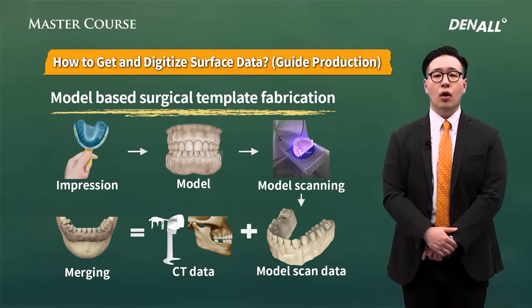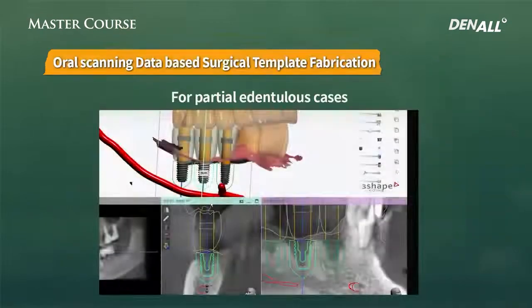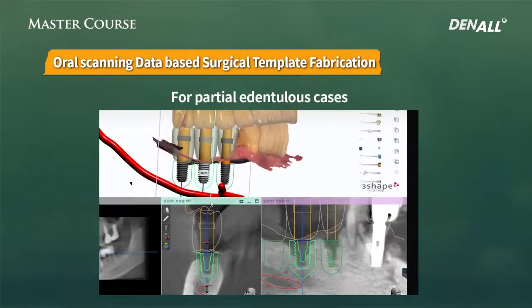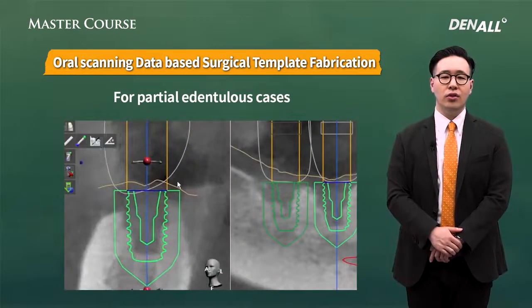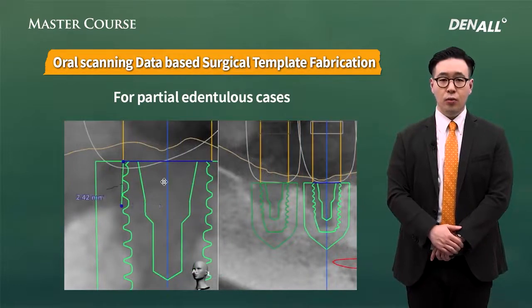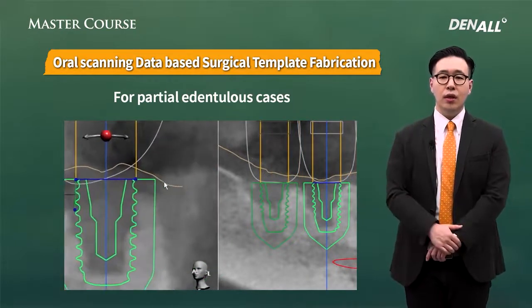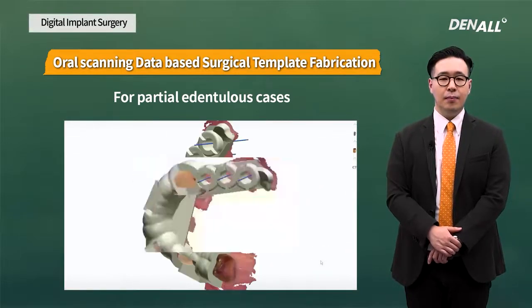Now let's look at a case using an intraoral scanner. The lower posterior region is severely resorbed. A safe distance from the inferior alveolar nerve is measured for implant positioning. As you can see, the amount of bone graft for vertical augmentation is checked to design and fabricate a guide.